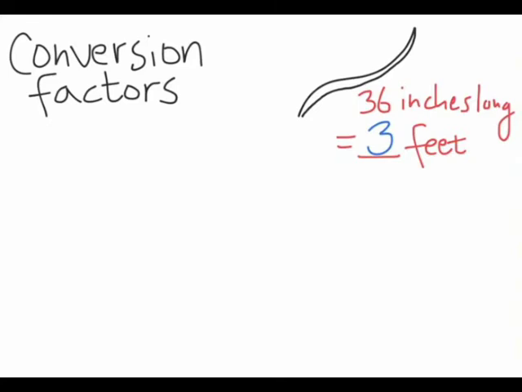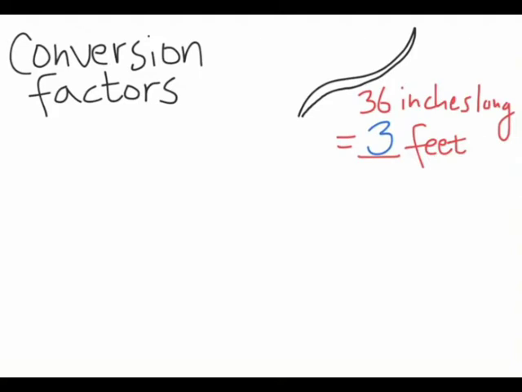Now in this video what I want to do is analyze and break down what it is inside your brain that allows you to go from 36 inches to 3 feet. Because if you can figure out what your brain is doing in order to do this conversion in your head, then we can apply that same process to more difficult, challenging, and more interesting examples of converting units. So let's see what your brain did.